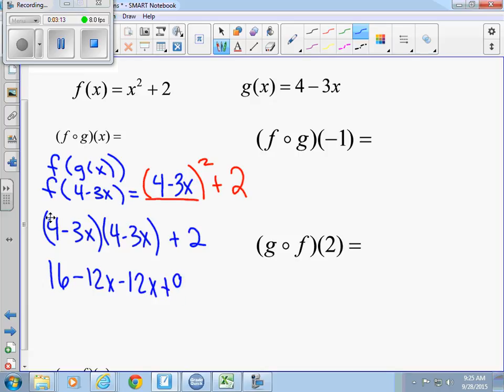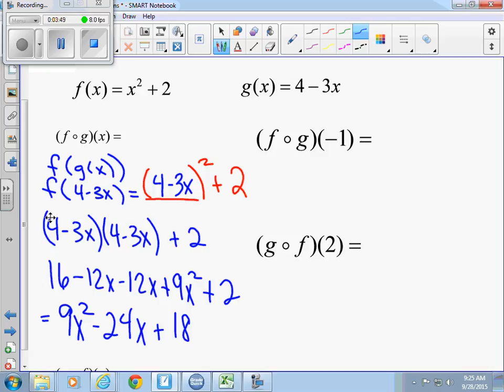Minus 12x plus 9x squared plus 2. So I get 9x squared minus 24x plus 18. And that is f of g of x. Again, the big thing there is just be careful if you have a function squared, you have to multiply by itself. It's really the only new thing for the day. So you might want to go back and check your homework and make sure you didn't do that already.